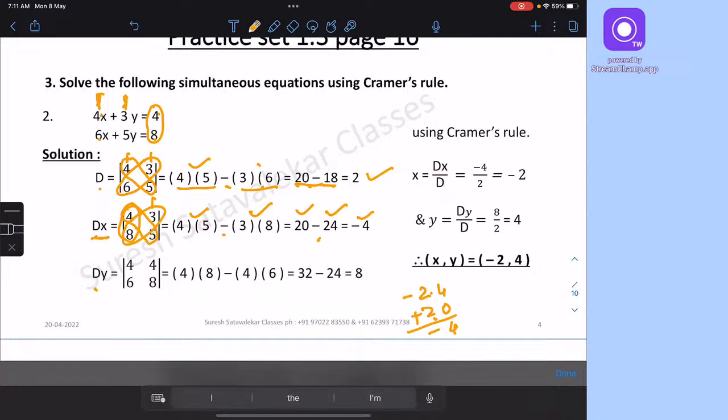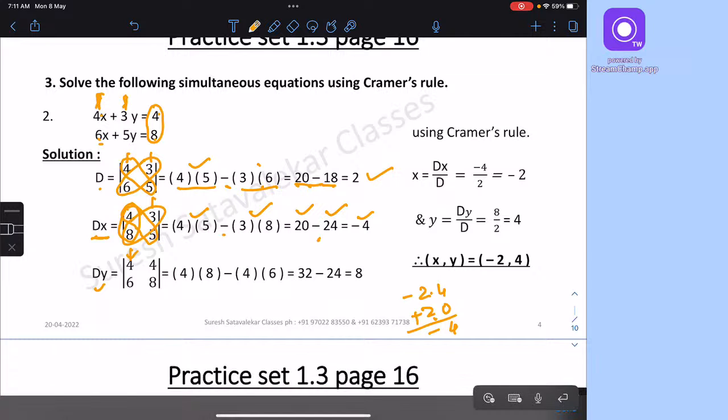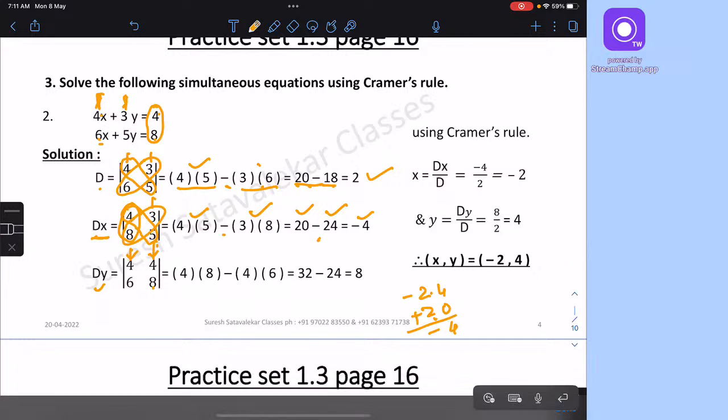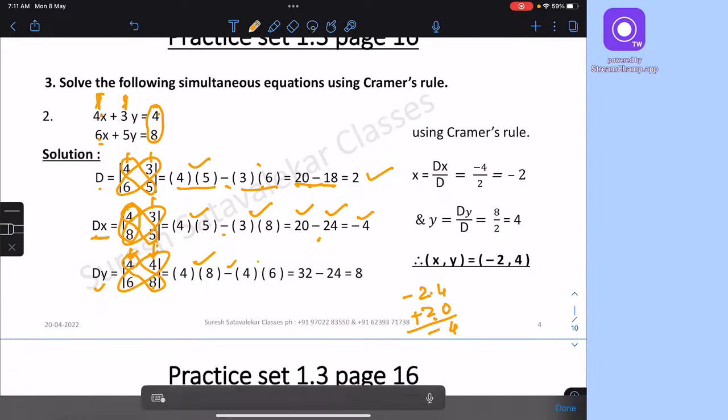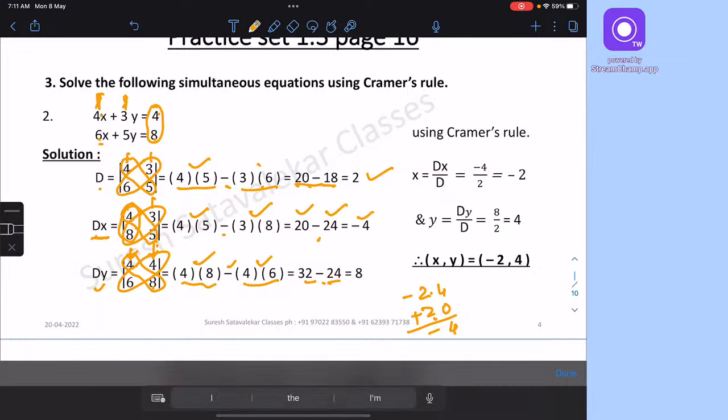To find the value of Dy, the coefficients of x are 4 and 6, that will remain here. And instead of coefficients of y, we are having right hand side 4 8. So again here 4 into 8 is here, minus 6 into 4 is here. 8 4s are 32, minus 6 4s are 24. 32 minus 24 is 8.